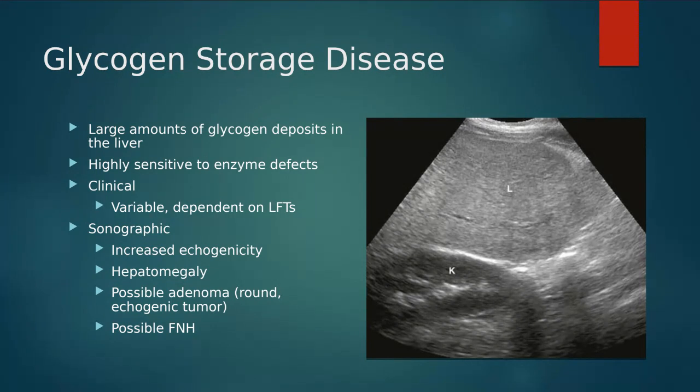But basically, glycogen storage disease is going to look very similar to fatty infiltration, to hemochromatosis, and we're really depending on those LFT levels to definitively diagnose between those types of physiologic processes that we see. We also could see a potential adenoma forming within the liver with glycogen storage disease. As we know, adenomas are benign tumors that can grow in any type of functional tissue. And this is one of the conditions that could cause that to happen.